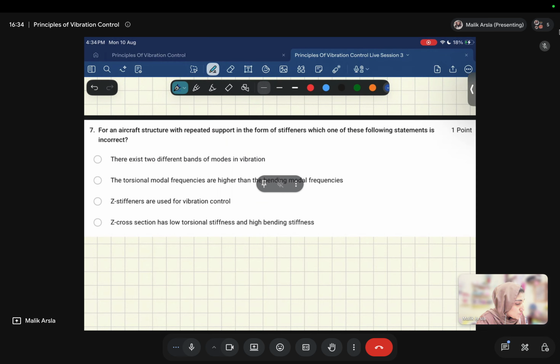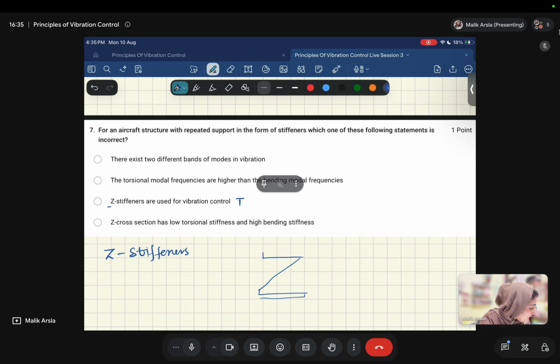So first of all, let's start with option 3. Z stiffeners, we know that we use them for vibration control only. Basically they are of this sort, in the form of Z shape; there are I stiffeners which are in the form of I shape. So they are known as Z stiffeners. Now these Z stiffeners are used for vibration control, this is true. Now the Z cross section has low torsional stiffness and high bending stiffness. It is a very known fact.